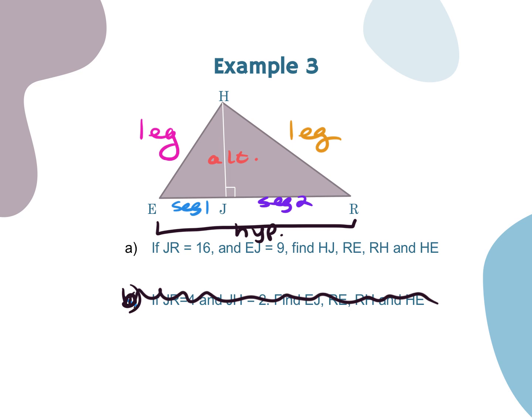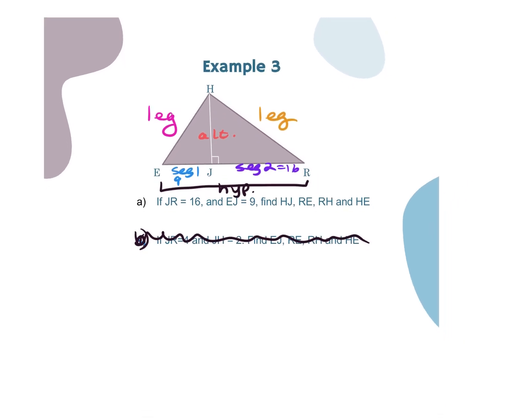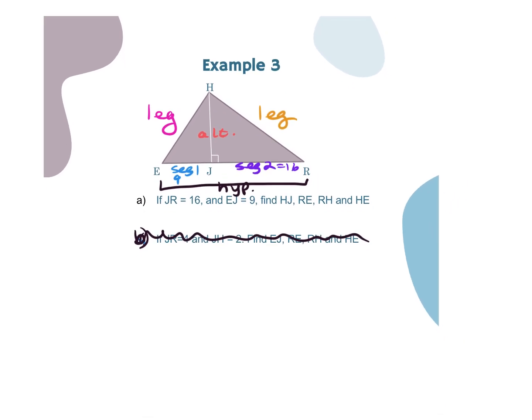All right, so then they gave me JR, which is what I've labeled to be segment 2. They gave me EJ, which is segment 1. So what I'm going to do first is work on finding my altitude, which is going to be HJ. In order to find the altitude, I'm going to be doing segment 1 over altitude equals altitude over segment 2.